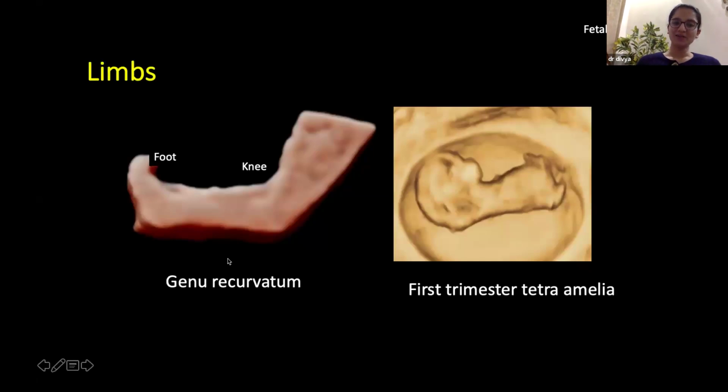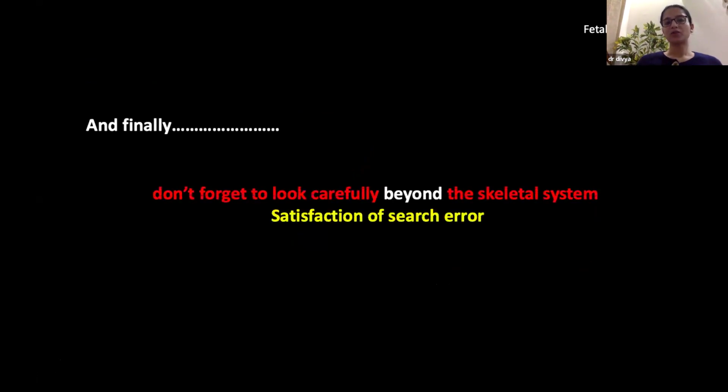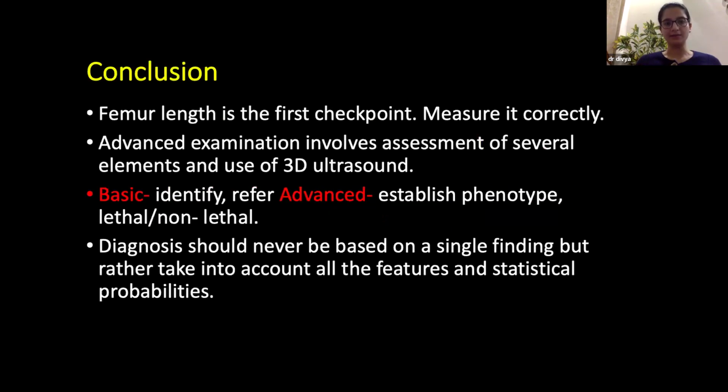So you can use 3D ultrasound to your advantage to see the abnormal orientation of limbs as well. And finally, while you're looking at the skeleton in great detail, please do not forget to look beyond the skeletal system, even in a fetus with skeletal dysplasia or a limb abnormality, because often there are multiple abnormalities more than the limb. There can be abnormalities in the brain, in the heart, because the causes of skeletal dysplasias can not only affect the bones, but can affect other structures as well. So don't fall prey to the satisfaction of search error. Don't be very happy that you've seen the skeletal system and that's enough. Please look beyond the skeletal system as well.